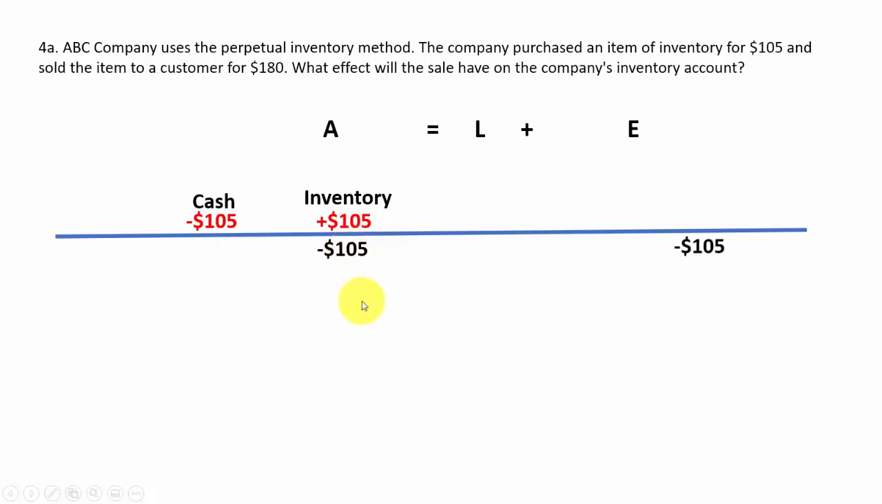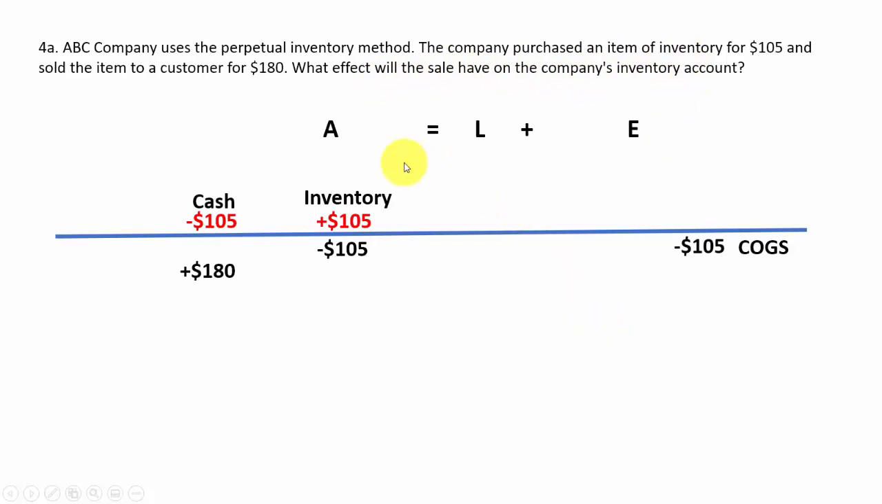Let me get my thoughts straight here a little bit. When we buy this inventory item, cash goes down, inventory goes up. And when we sell this item, inventory goes down by 105, and under equity we're also going to make equity go down by 105 with the cost of goods sold. So we're taking out inventory. So what will be the effect of the sale on the company's inventory account?